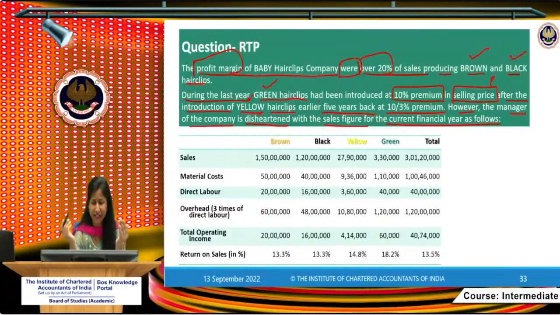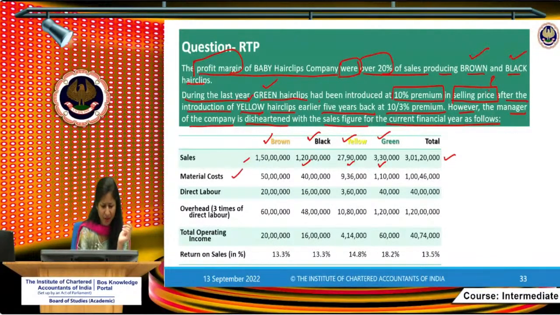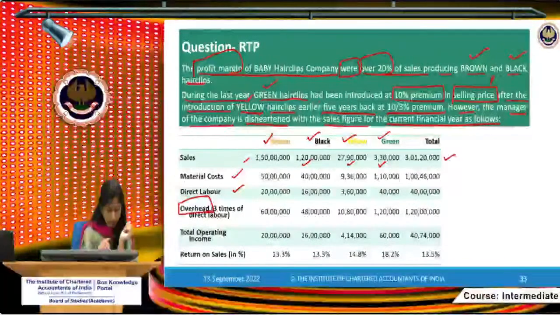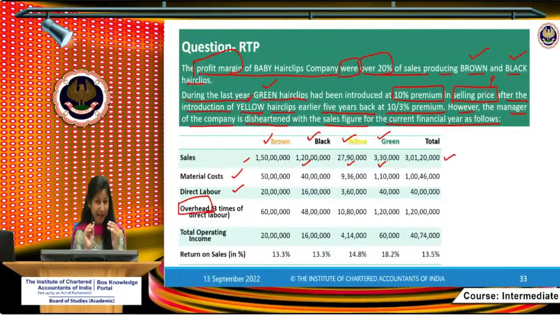Now what are the sales figures? Let's go through this. We have brown, black, yellow, green data. Sales: 150 crore, 1 crore 50 lakh, 1 crore 20 lakh, 27 lakh. Oh my god, green color is having only 3 lakh 30,000 sales, which was actually selling at a premium. Total figure is this. Now we have material cost, direct labor, overhead. The main information given here for overhead is 3 times of direct labor.